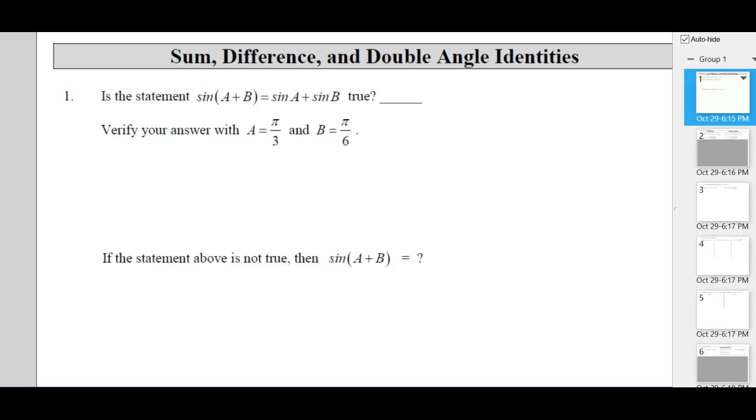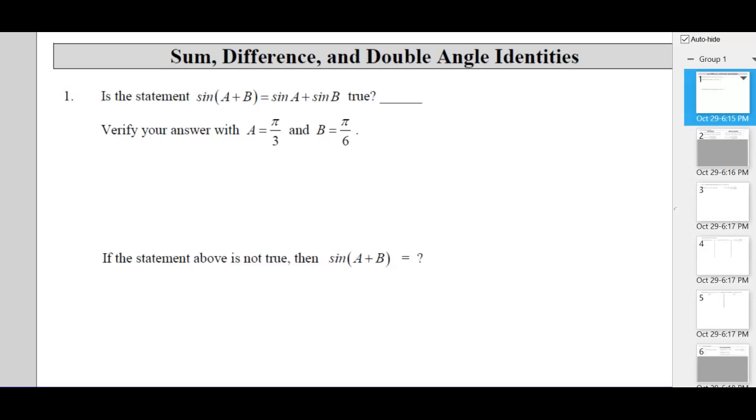Okay, so, folks, sum and difference and double angle identity. So take a look at that first statement. Sine of A plus B. If you think distributive property, you might think that that is true. But we haven't done anything by adding angles. And we haven't looked at this before.